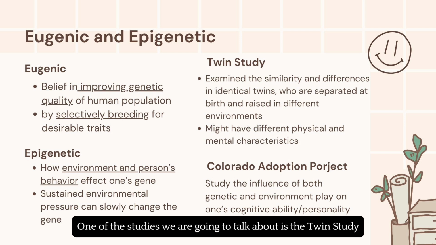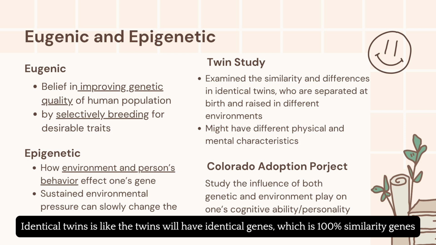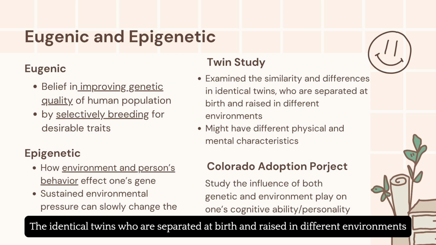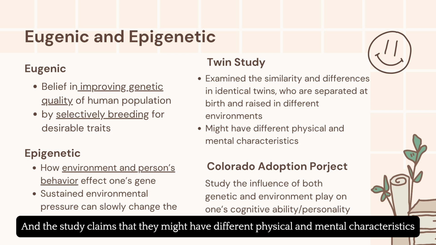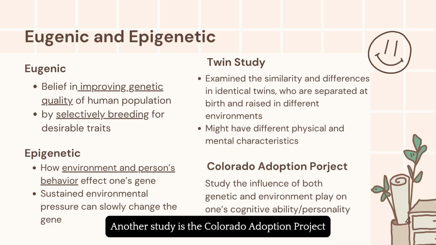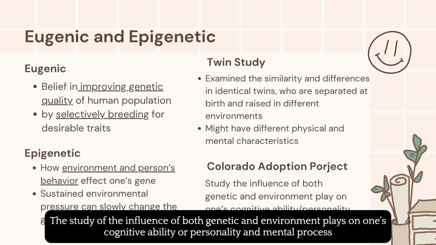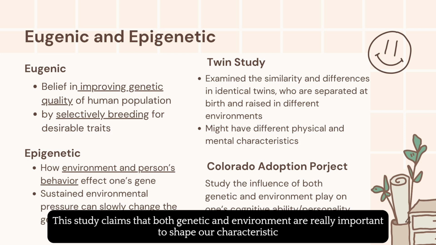One of the studies we're going to talk about is the twin study. It examined the similarities and differences in identical twins. Identical twins are twins who have identical genes, which is 100% similarity in genes. The identical twins were separated at birth and raised in different environments, and the study claims that they might have different physical and mental characteristics. Another study is the Colorado Adoption Project, a study of the influence that both genetics and environment have on one's cognitive ability, personality and mental processes. This study claims that both genetics and environment are really important in shaping our characteristics.